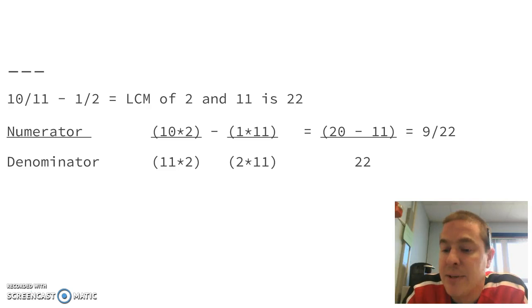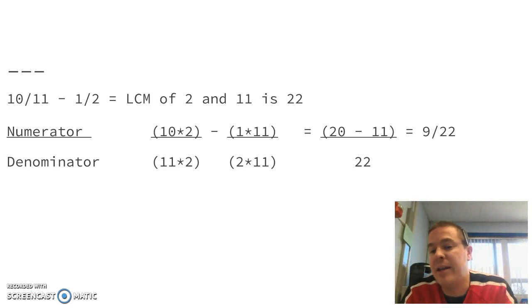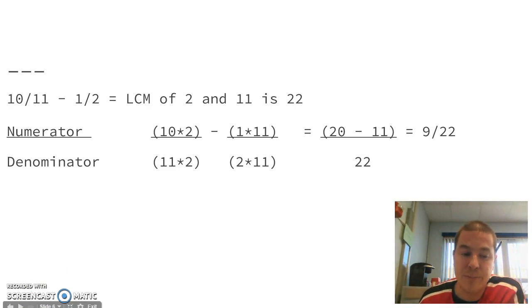So now that I have a common denominator, I now need to subtract the numerators. So the first fraction is 20 on the numerator. The second one is 11. So 20 minus 11 is 9 over 22.